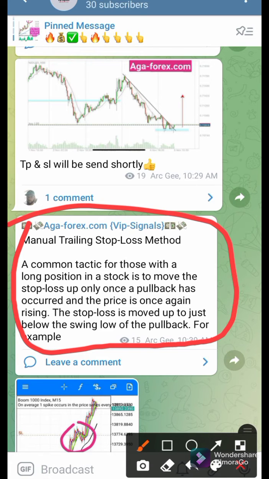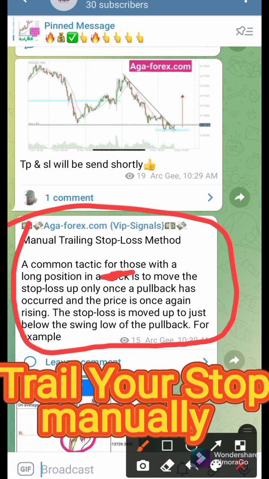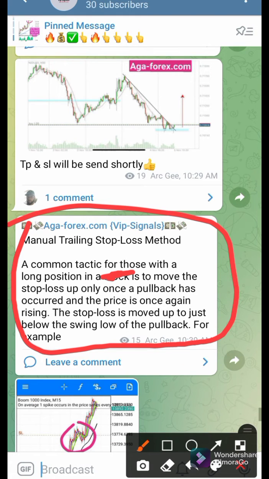The manual trailing stop loss method is a common tactic for those with a long position in a stock. It's supposed to be in Boom and Crash here. In Boom and Crash, you move the stop loss only once a pullback has occurred and the price is once again rising. The stop loss is moved to just below the swing low of the pullback, for example.